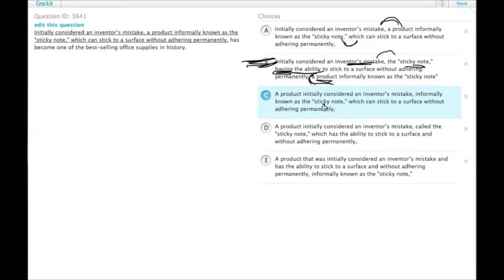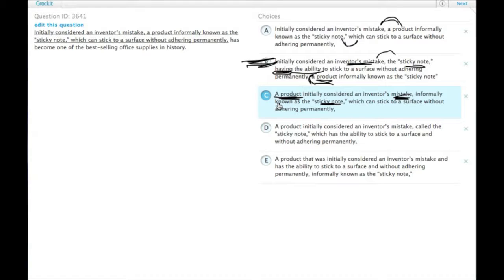C, a product initially considered an inventor's mistake. Then we kind of separate that. We want to say it's the same thing as the sticky note, but probably would have been better to say, you know, a sticky note as it's known informally or something like that, which can stick to the surface without adhering permanently, has become one. Okay, so we always do have the main verb at the end, but one of the issues here is that we are renaming the product.